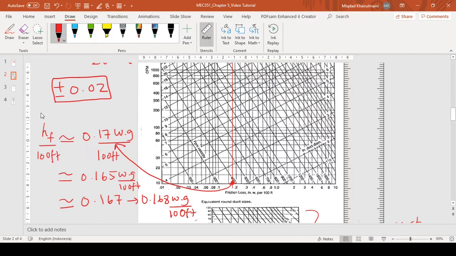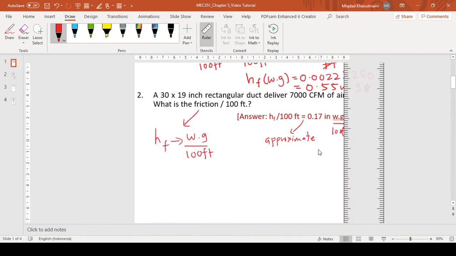Back to the question here, we have the answer: approximately 0.17 water gauge per 100 feet.